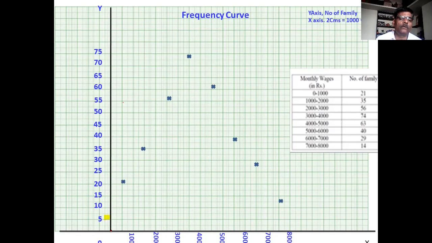Take a pencil and start from the 0. You start from the x-axis 0 to the first point, to the second point. Like this, you move.